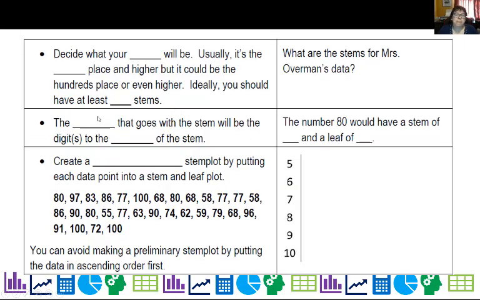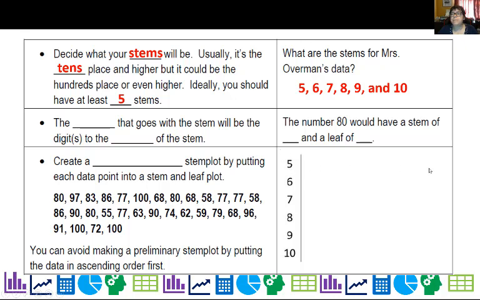So first step in making a stem plot is decide what your stems will be. Usually it's the tens place and higher, but it could be the hundreds place or even higher depending on what kind of numbers you're dealing with. Ideally, you should have at least 5 stems, just like we have in histograms, so we can kind of see the shape. So what are the stems for my set of data? Well, they're 5, 6, 7, 8, 9, and 10, and I actually have them drawn right here. So 5, 6, 7, 8, 9, 10 are my stems.